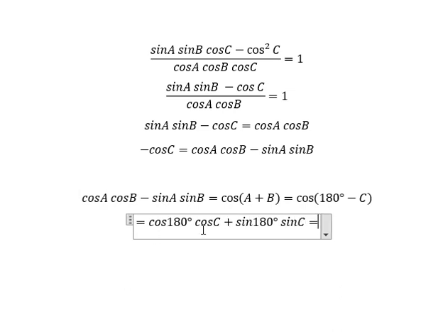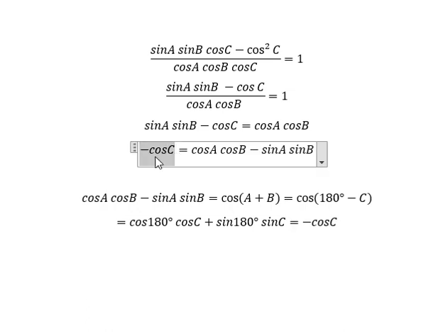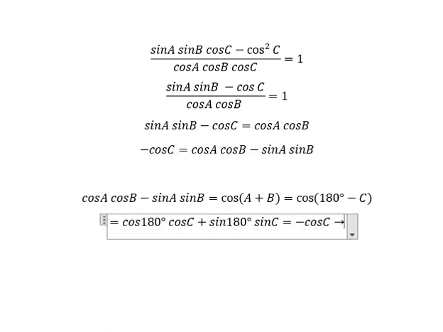So cosine of 180 degrees, that is about negative number 1. The next one, that is about number 0. So we can see that we got negative cosine C, and this one negative cosine C, and so we can say that this is about proof.